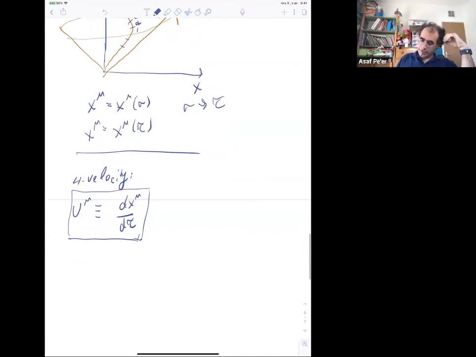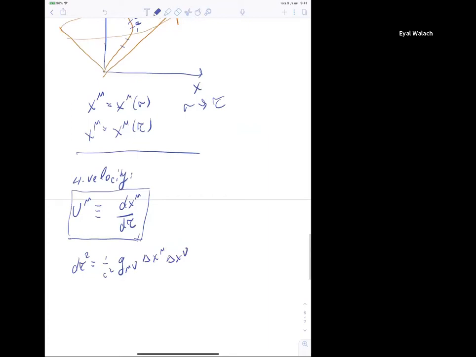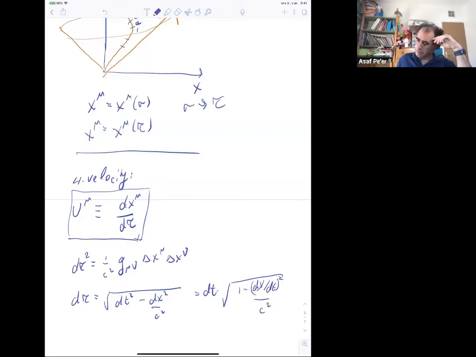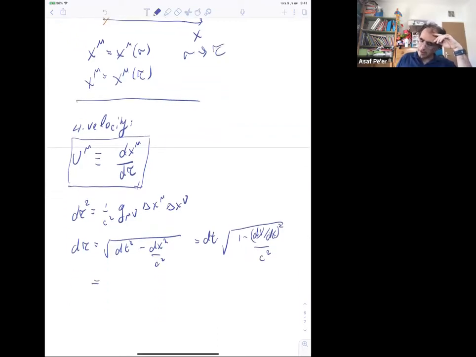Now remember that when we speak of d tau, d tau squared is 1 over c squared g mu nu dx mu dx nu. So we have d tau is square root of dt squared minus dx squared over c squared, which is just dt times square root of 1 minus dx over dt squared divided by c squared. So this is just dt times square root of 1 minus beta squared.